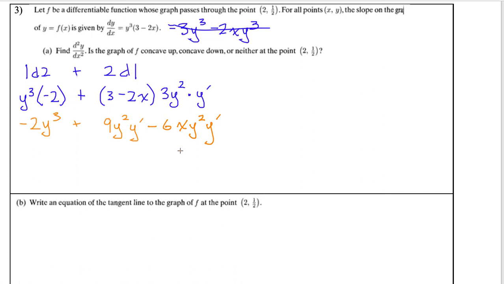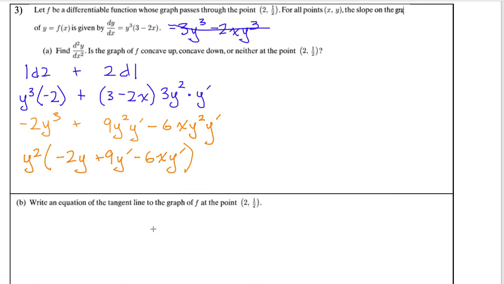This is AP level. And then from here, I'm going to factor out the greatest common factor. There's no coefficients that I can factor out. There's a y in each of these terms, but no y primes. The biggest y that I can factor out is what? Y squared. And when I factor that out, I'm left with negative 2y plus 9y prime minus 6xy prime.